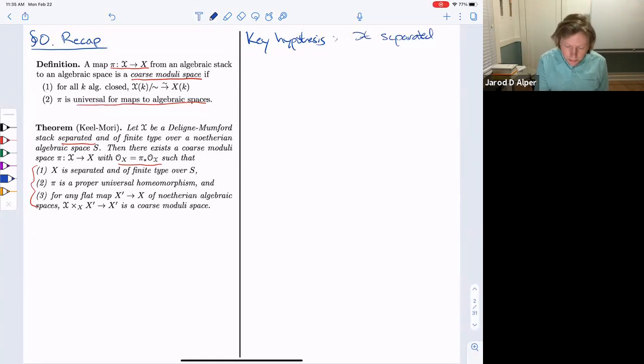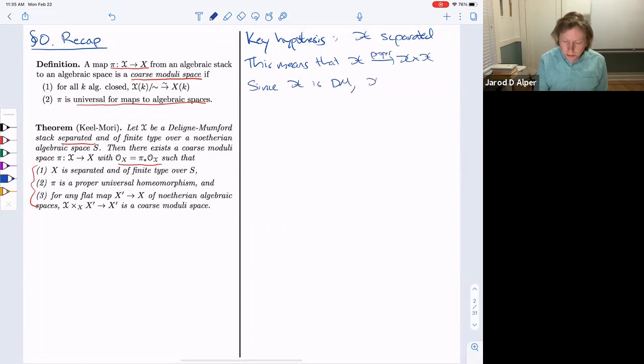Here, what that means, remember with our definitions, is that the diagonal is proper. But since X is Deligne-Mumford, we already know that the diagonal is quasi-finite. Well, it's even unramified. And for a morphism of schemes, proper and quasi-finite is equivalent to a finite morphism. So this implies that for a Deligne-Mumford stack, X is separated if and only if the diagonal is finite.